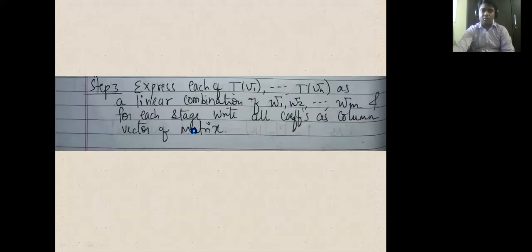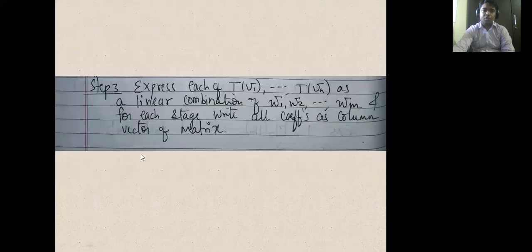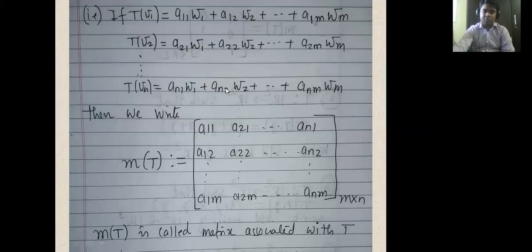What we have to do is fix a basis for the domain and codomain, and then apply step one, step two, and get step three. While getting step three, you will get coefficients. Those coefficients you write in column form at each stage, and whatever matrix I get, that matrix is MT. We call it the matrix associated with T with respect to the given basis.